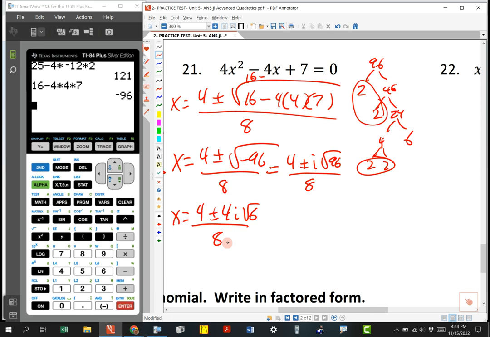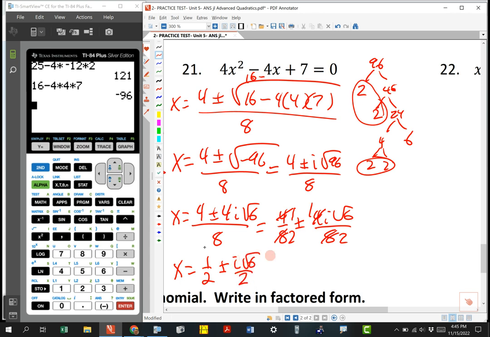And then you'll notice something about these. These all have something in common. They all have a 4 in common. There's lots of different ways to handle this. I'm going to write this as 4 over 8 plus or minus 4i radical 6 over 8. And then we can cancel these. That's going to end up being a 1/2 right here. And that's going to cancel to be a 1 here. So that 4 will turn into a 1, and that 8 will turn into a 2. So I'm going to write it like this. This is going to be a 1/2 plus or minus i radical 6 over 2.